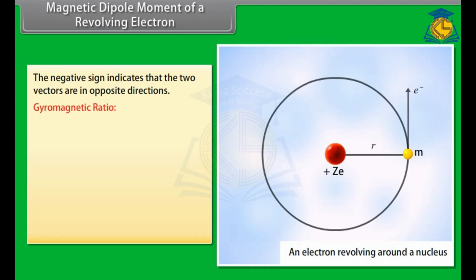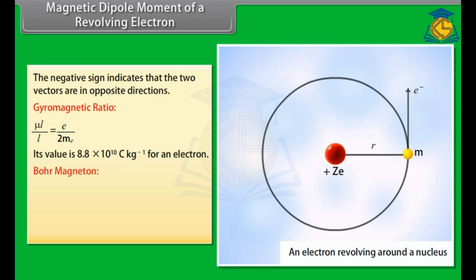Gyromagnetic ratio. Mu L upon L is equal to e upon 2me. Its value is 8.8 into 10 raised to the power 10 coulomb per kilogram for an electron. Bohr magneton. Mu B is equal to eh upon 4 pi me. Its value is constant and equals 9.27 into 10 raised to the power minus 24 ampere meter square.